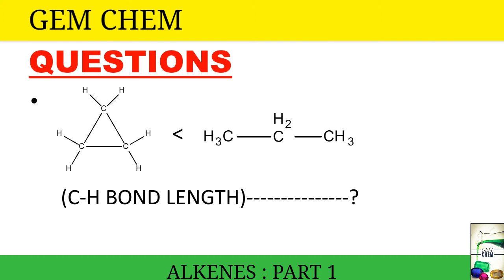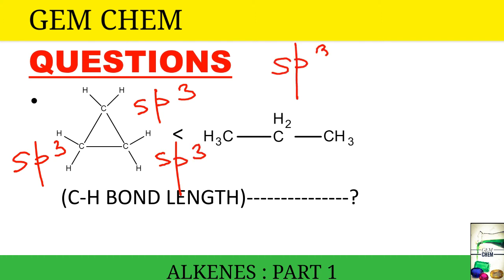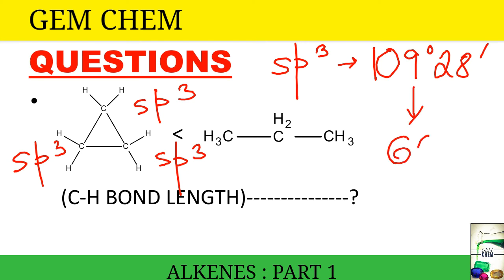This is known. Now we have to see these three carbons are basically sp3 hybridized carbon. So for sp3 hybridized carbon, we know what the bond angle is. It is 109 degree 28 minutes, right? Now here actually the bond angle is reduced to 60 degree. So much greater strain. So when bond angle is decreased, that is for a decrease in the bond angle, we require an increase in the p character.